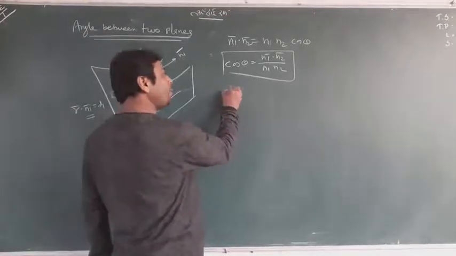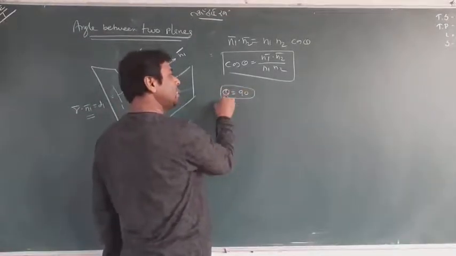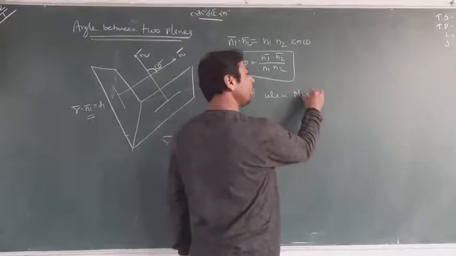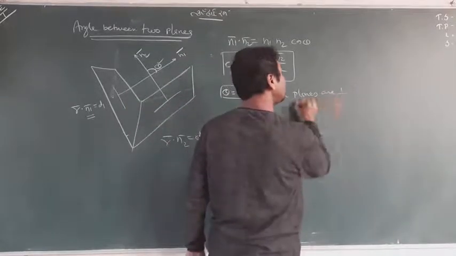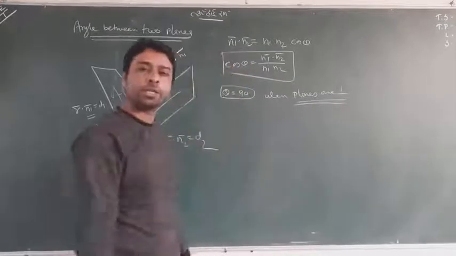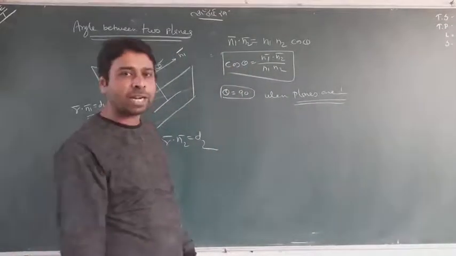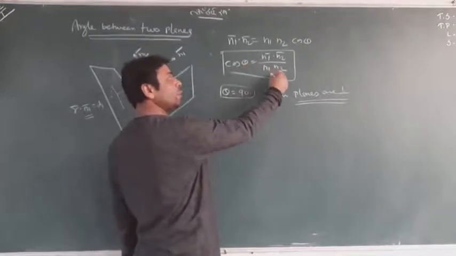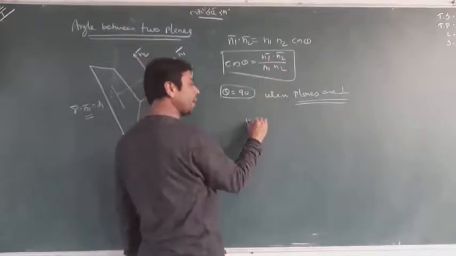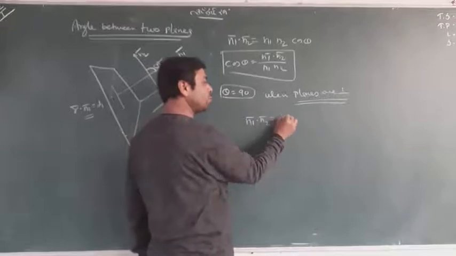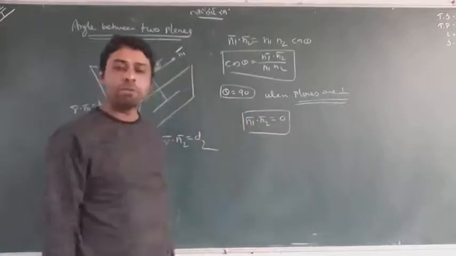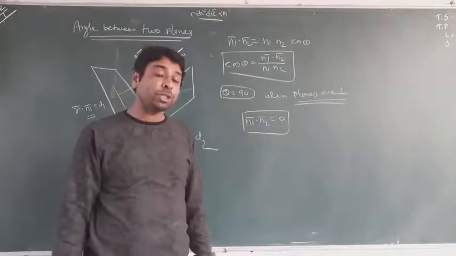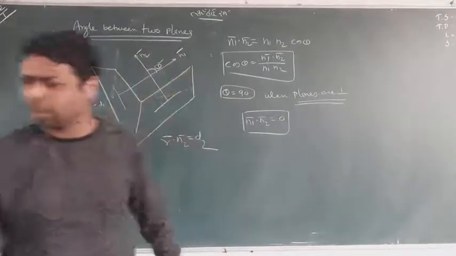One very important thing: when theta is equal to 90 degrees, the planes are perpendicular. This is one of the important conditions. Cos 90 is equal to 0, so this will transfer this side and only n1 dot n2 is equal to 0 remains. This is the condition which is very important, but this is all the vector form. But I would teach you the Cartesian form, and I don't think it's a tough one.